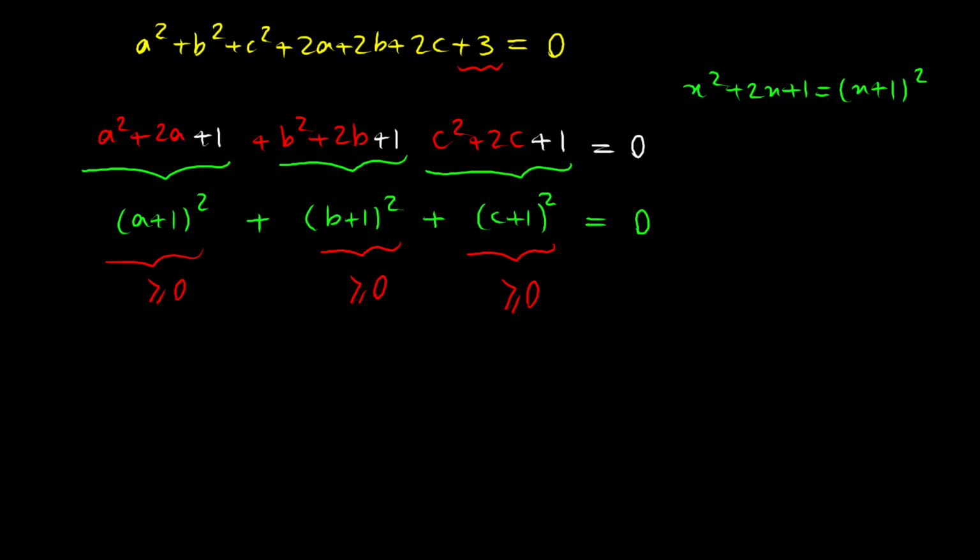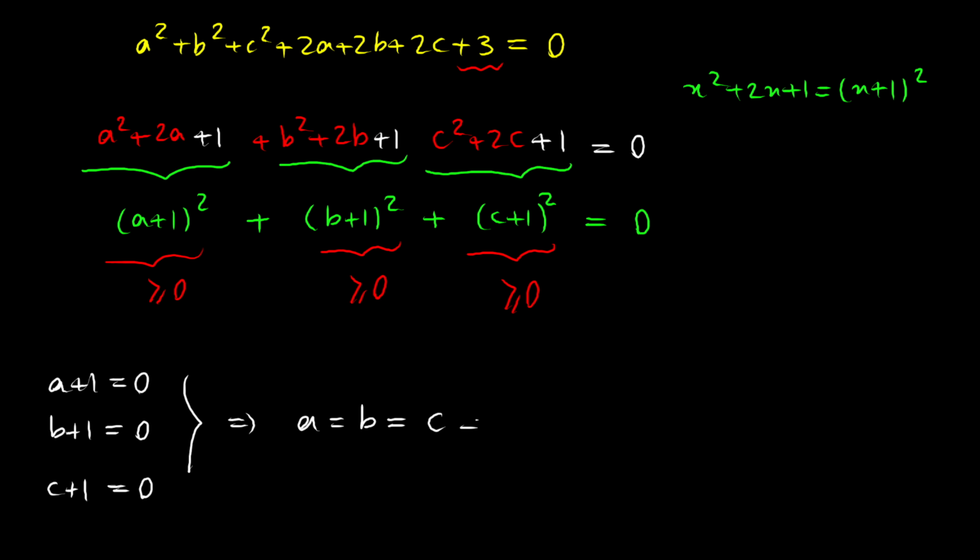So we should have a plus 1 equals 0, b plus 1 equals 0, and c plus 1 equals 0. And from this, we can say that a is equal to b is equal to c, and c is equal to -1. And this is the solution for our system of equations. And this should bring us to the end of this video.